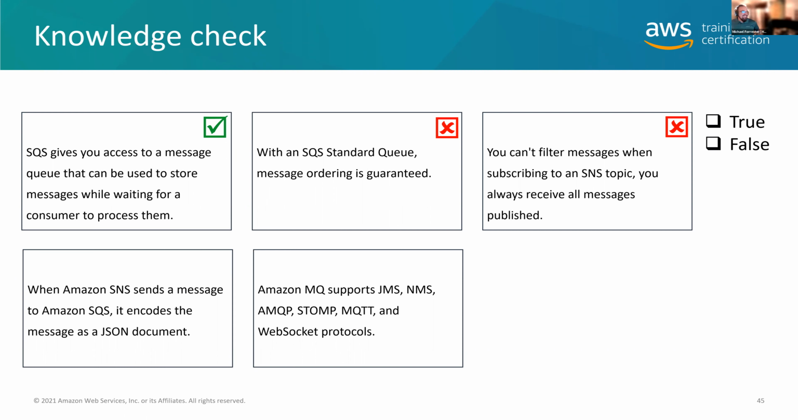All right. When Amazon SNS sends a message to Amazon SQS, it encodes the message as a JSON document. Is that true or false? By default, yes, it is going to encode it as a JSON document. If you want to change that, you just set up raw delivery. That's it.